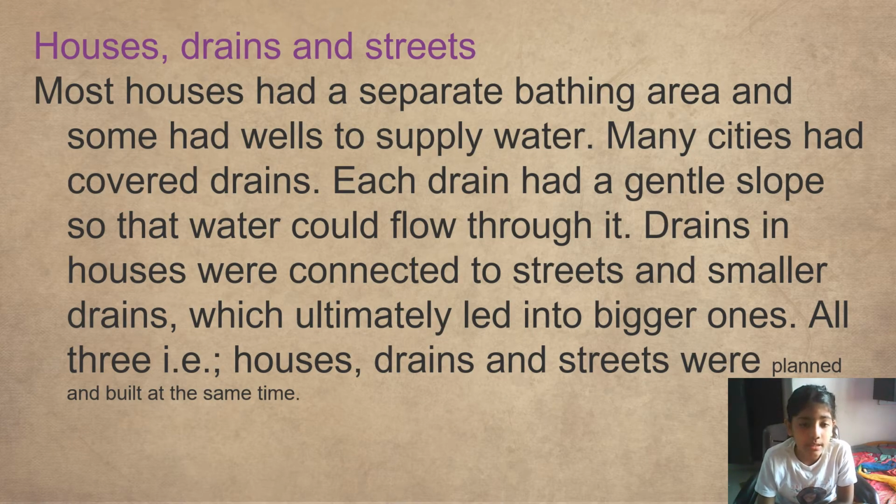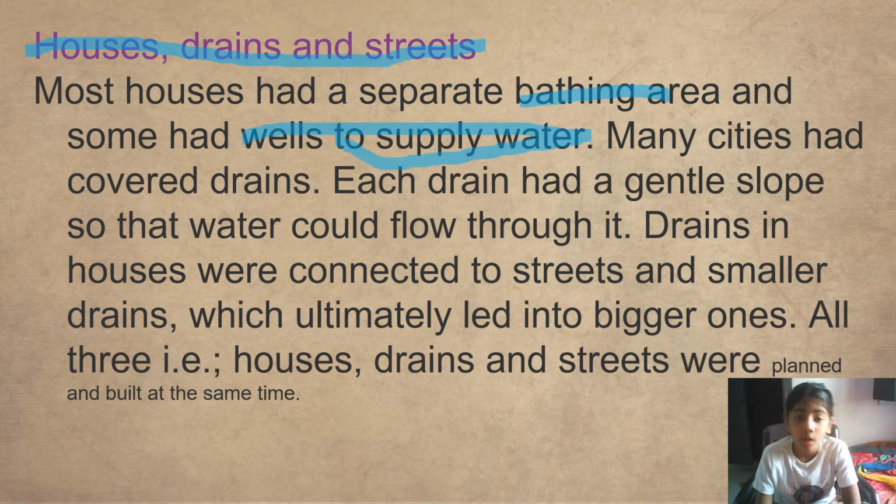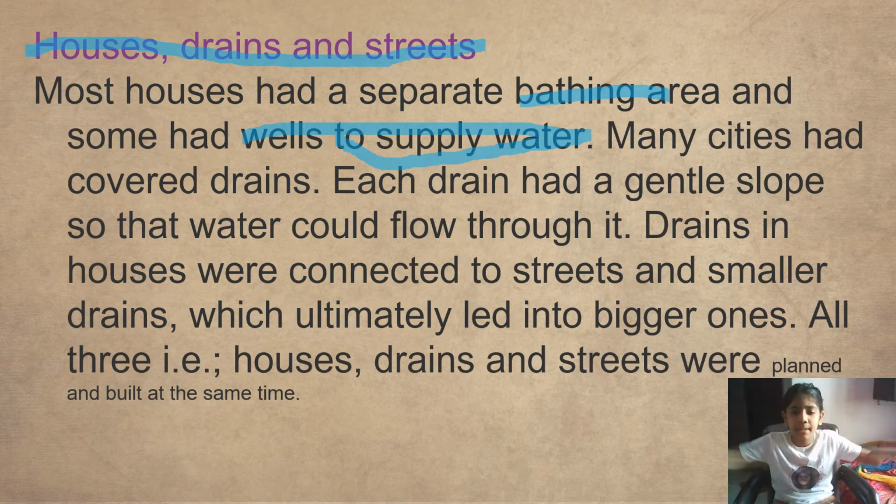Next we are going to discuss houses and drains. Most houses have a separate bathing area and some have wells to supply water. Here they are saying that many people had their own bathing area, and some also had wells to supply water. Many cities had covered drains.